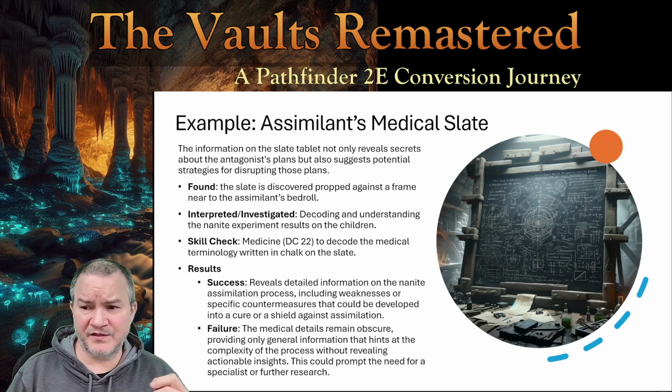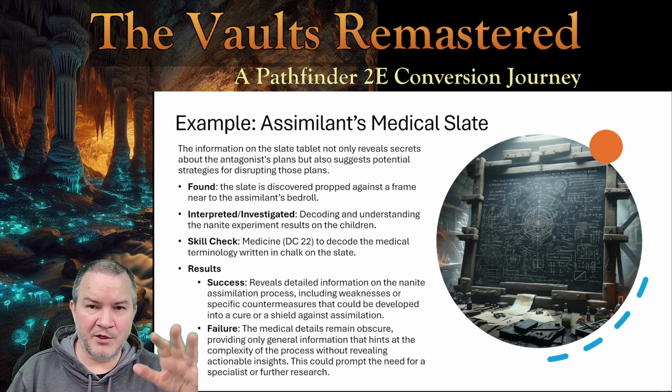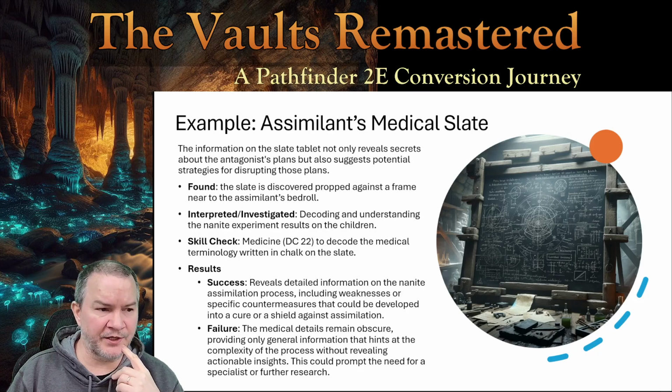So they've tracked this creature to its lair, and after defeating it, discovered this slate, this chalkboard, if you will. And the information on the slate has clues. It reveals not just the antagonist's big plan, but also potential ways to disrupt those plans. So it was real easy to find. It wasn't hidden. It was just propped up in the little camp area below the lab area that the assimilant was working in, doing their cruel experimentation on the kidnappees.